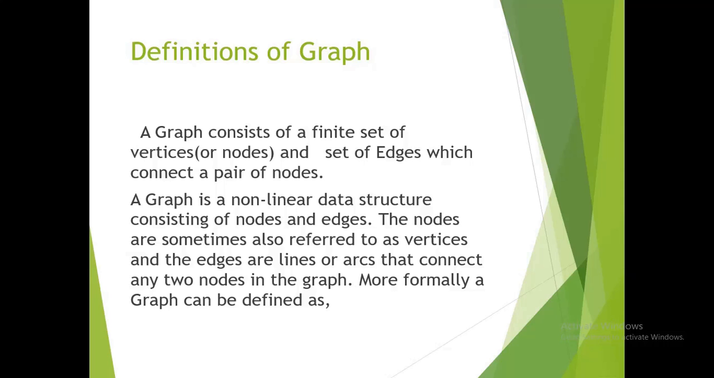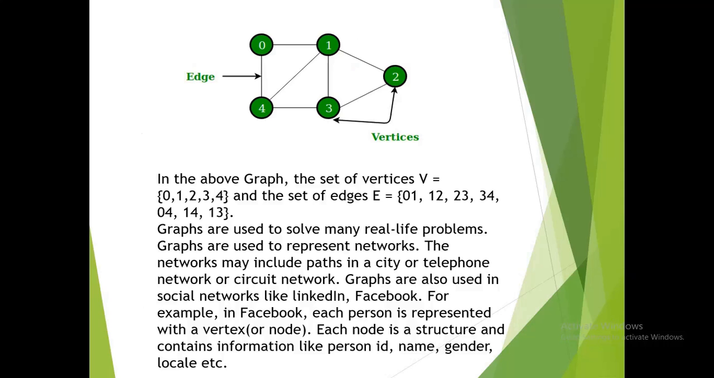More formally, a graph can be defined as follows. In the above graph, the set of vertices equals 0, 1, 2, 3, 4, and the set of edges equals 01, 12, 23, 34, 04, 14, 30.